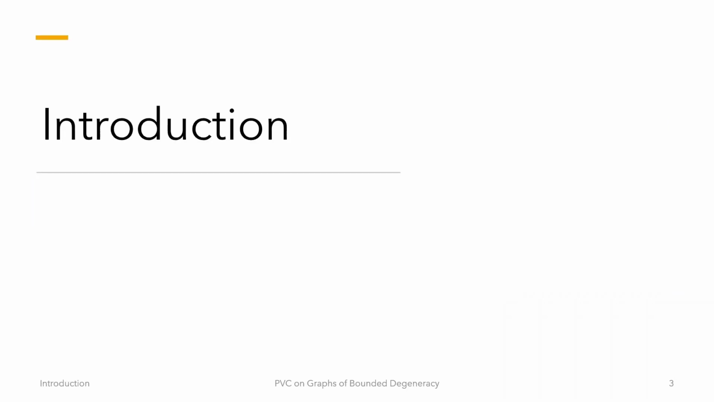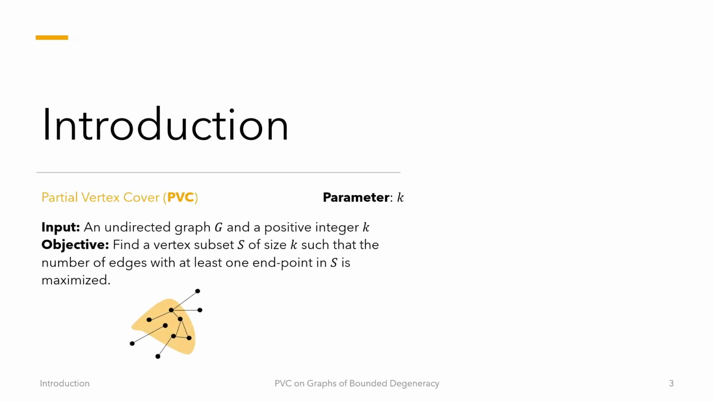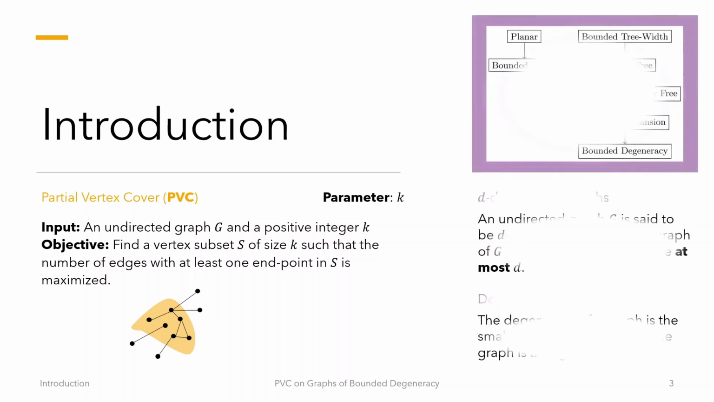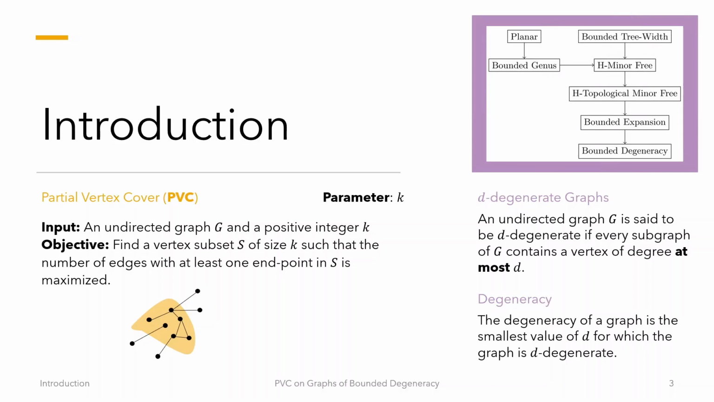Okay, so you're probably familiar with the minimum vertex cover problem, where we are trying to find the smallest subset of vertices which covers all edges of the graph. So our problem is partial vertex cover, in which we have a graph and an integer k, and we are trying to find a subset of vertices of size k, but we want to cover the maximum possible edges. And we consider the problem for graphs of bounded degeneracy.